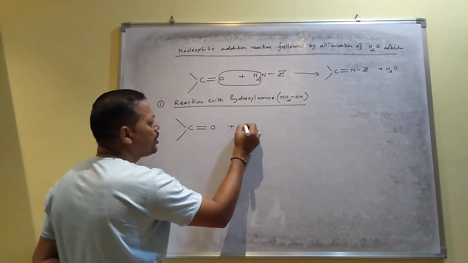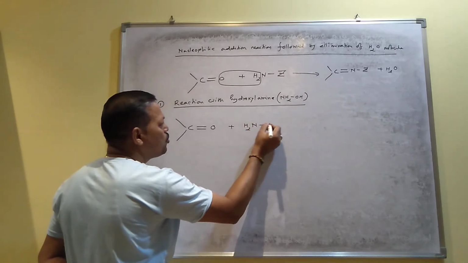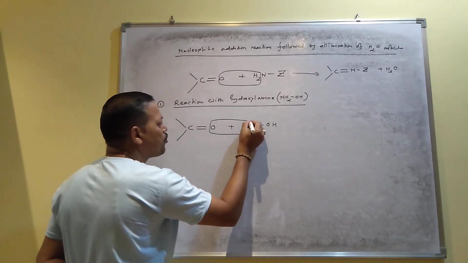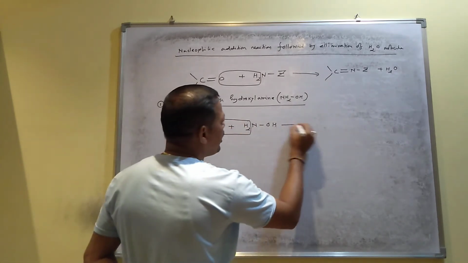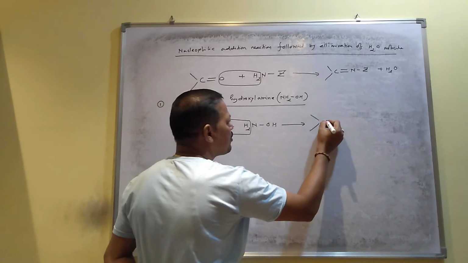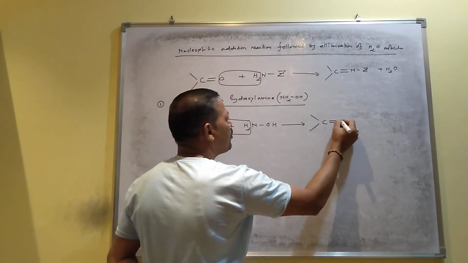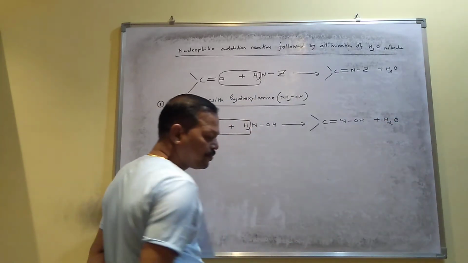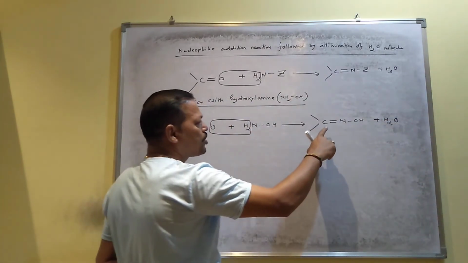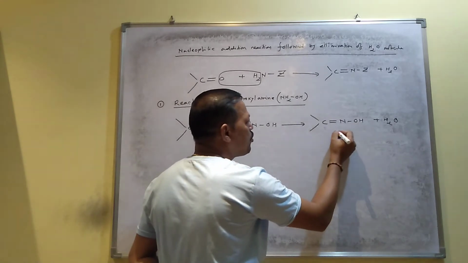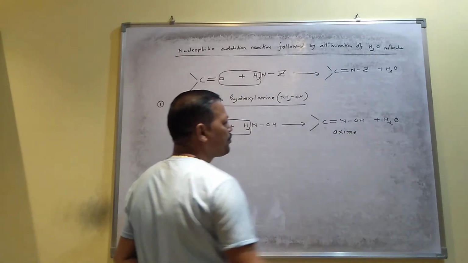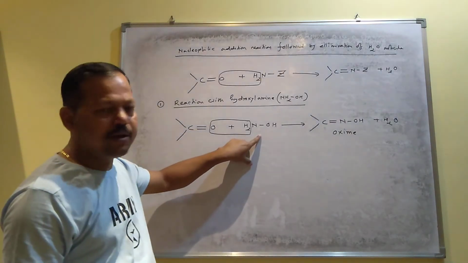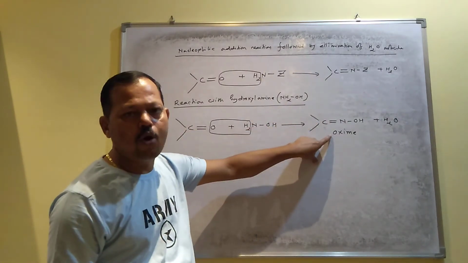When it combines with this hydroxylamine NH2OH, the hydrogen combined with oxygen produces water, and the remaining part will combine like this, C double bond N, OH, and the side product will be water. This type of compound which contains C double bond N OH is called an oxime. So when an aldehyde or ketone reacts with hydroxylamine, it produces an oxime.